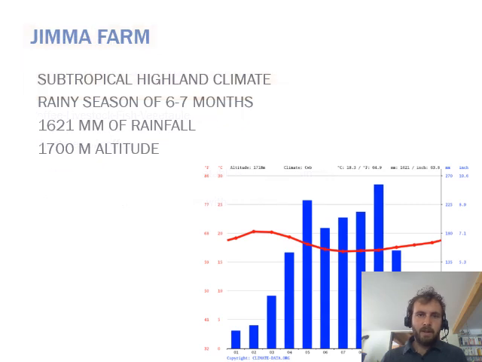So in Jimma we have a subtropical highland climate, so something really different than in the other farms that we have. We are at 1,700 meter of altitude with a rainy season of 6 to 7 months and 1,600 millimeter of rainfall. So basically we have really a temperature a lot less hot than in the West African farms.